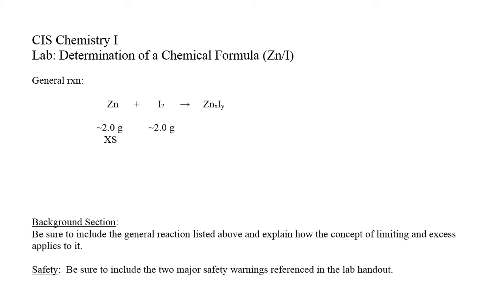For your background section, be sure to include the general reaction listed and explain how the concept of limiting and excess applies to this process, or to how that method will be used for this lab. The safety section, be sure to include the 2 major safety warnings referenced in the lab handout. I believe they are both in bold.